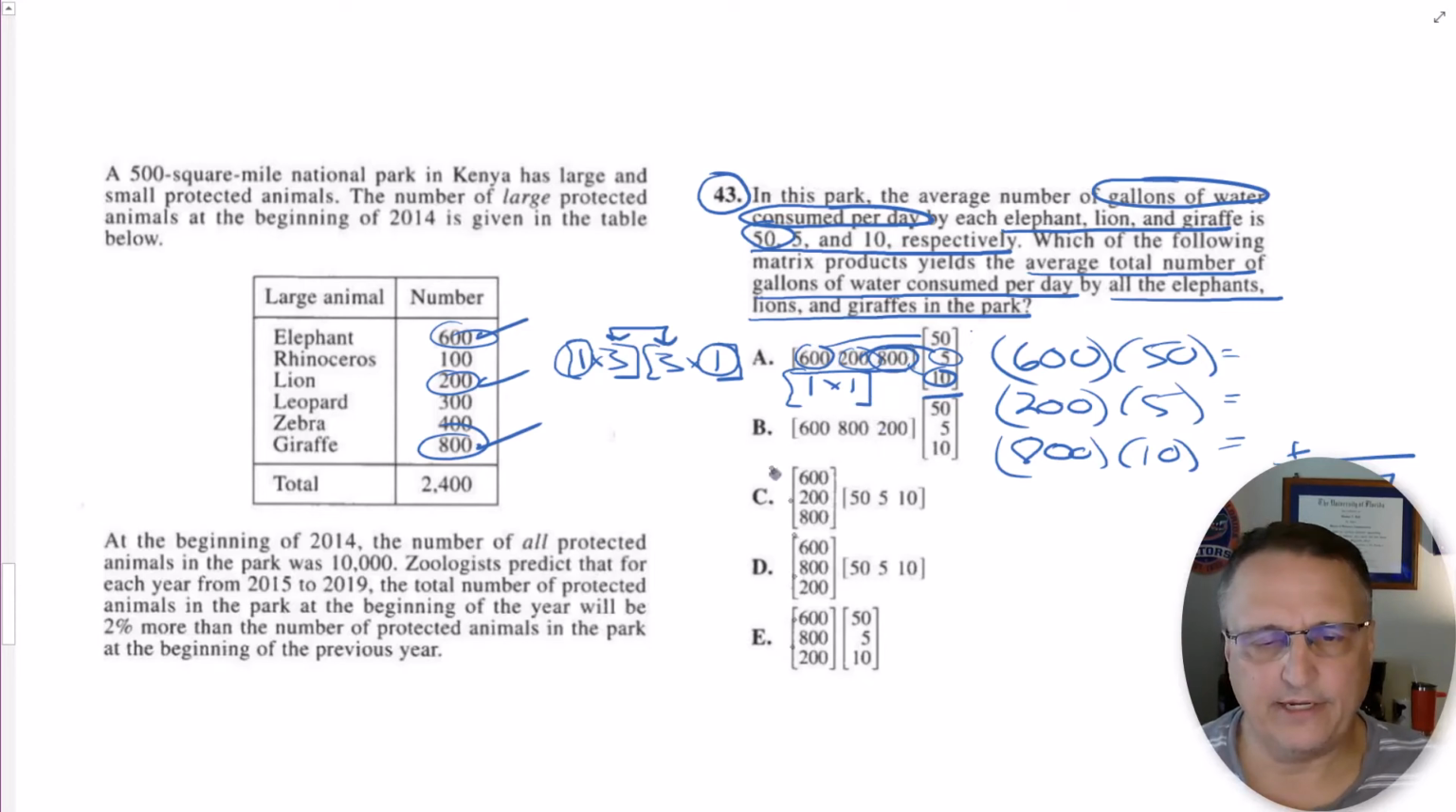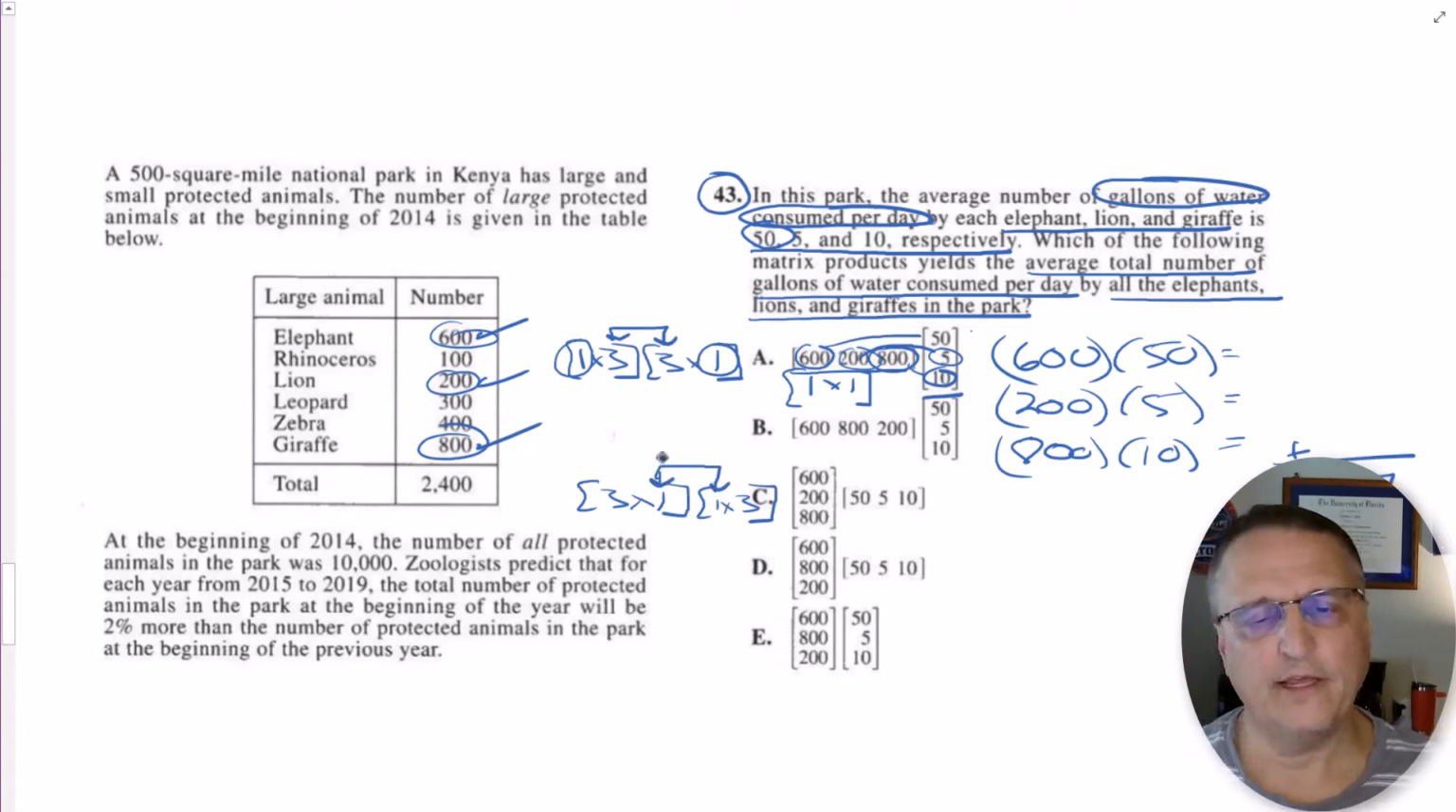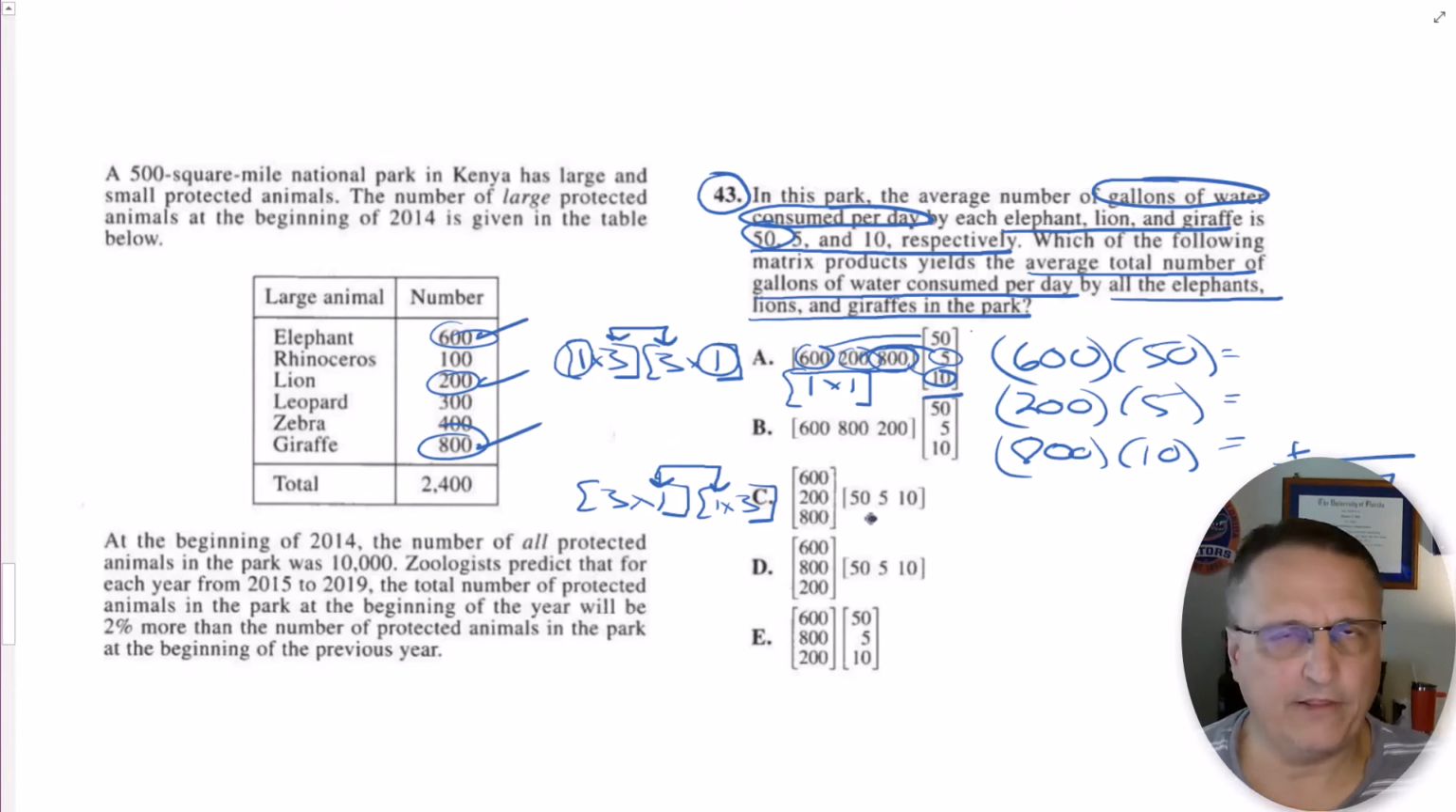Now C, D, and E. Answer C is a 3 row by 1 column matrix multiplied by a 1 column by 3 row matrix. I can do the multiplication for sure because it's a match between the columns of the first and the rows of the second, but the problem is that this would give me a 3 by 3 matrix, which is not at all what I want. I want a singular number in my matrix to represent the total gallons for all three animals combined. So if this multiplication gives me a 3 by 3, no good.